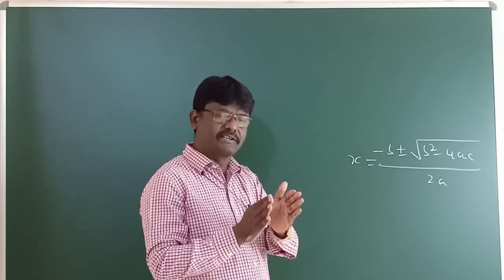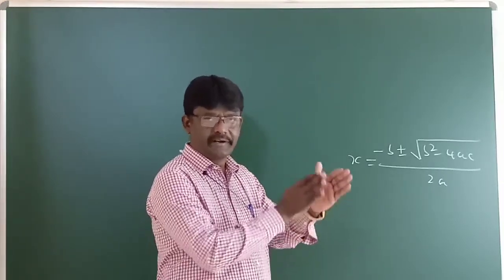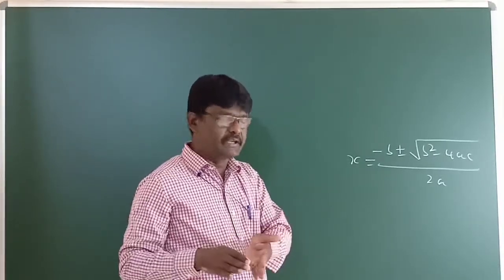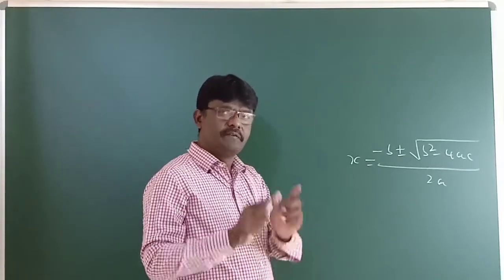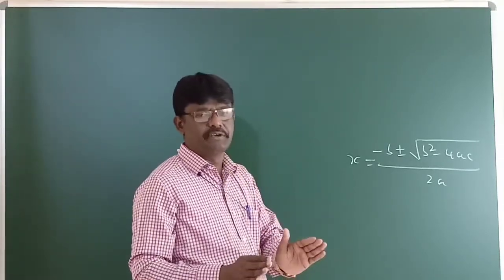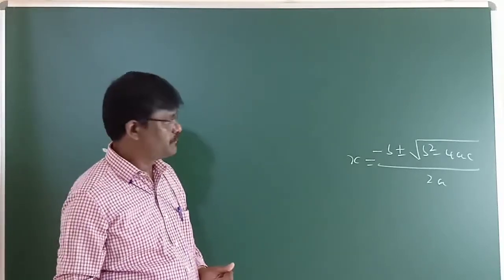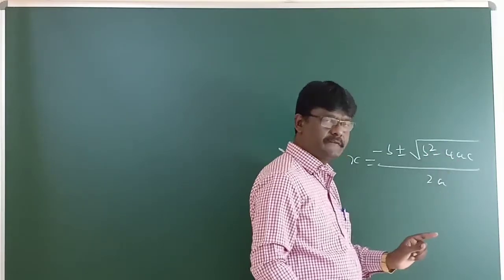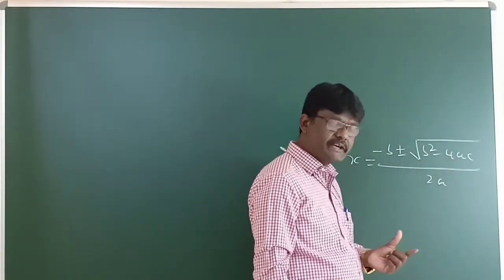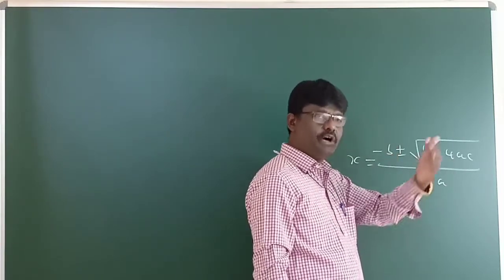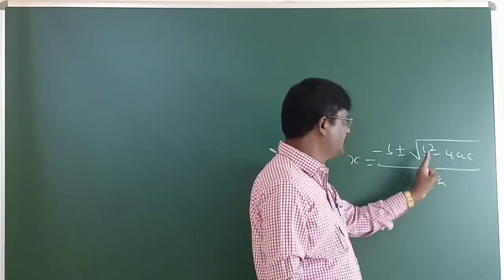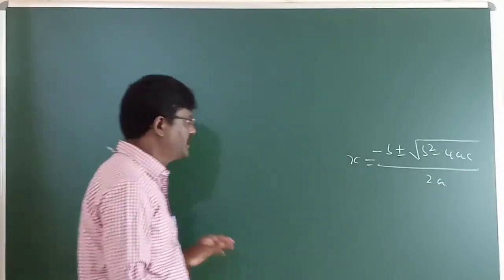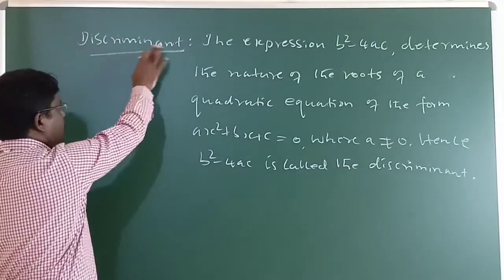Nature, we can categorize into two main groups, real and not real. How to decide real and not real? We have just seen that within the square root, if a negative comes, it is not real. Therefore here, the part b square minus 4ac decides whether it is real or not real. Here b square minus 4ac, we call the discriminant.